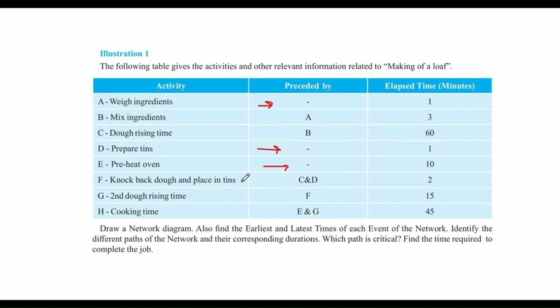In the given question, we need to draw a network diagram, and also find the earliest and latest time of each event of the network. Identify the different paths of the network and their corresponding durations. Which path is critical? Find the time required to complete the job.